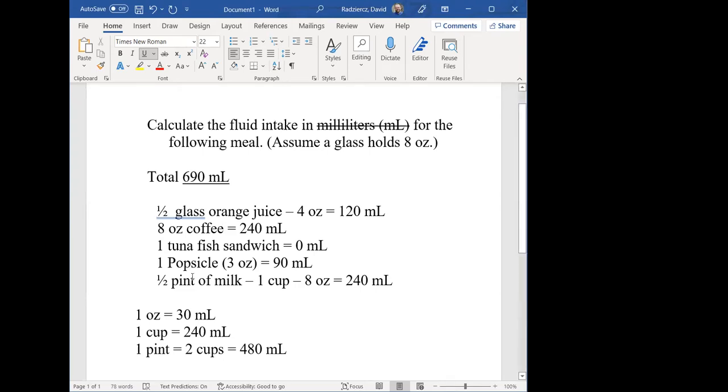Some of that nuance, you just need to make sure you know which times to count it as liquid and which times to ignore it. So if it's a tuna, if it's any kind of sandwich, you know that we're not worried about liquid. We're worried about things that are obviously liquids.